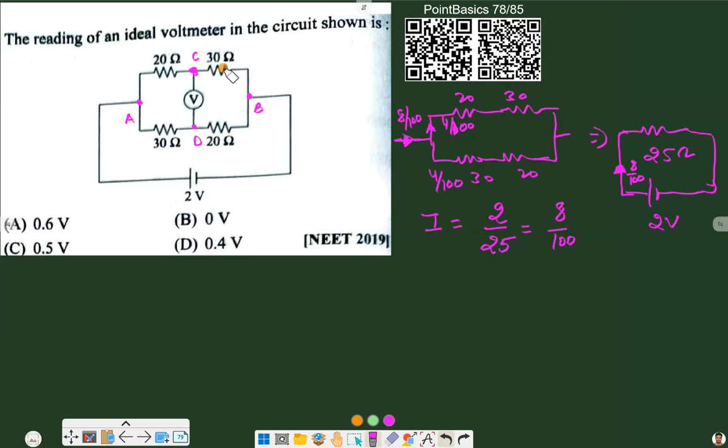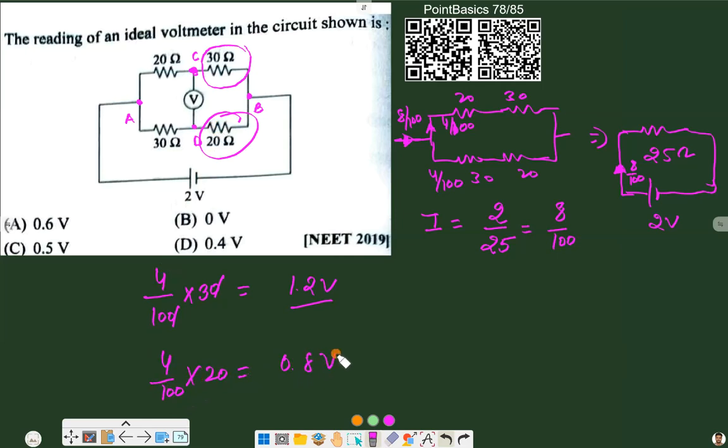Now we have to find the potential difference across 30 ohm. The current through the upper arm is 4 by 100, so the potential difference developed across the 30 ohm resistance will be current times resistance. So 4 by 100 into 30, current into resistance, that will be 1.2 volts. That is for the upper arm. For the lower arm, the current is the same, 4 by 100, only the resistance is different, so that will be 0.8 volts.